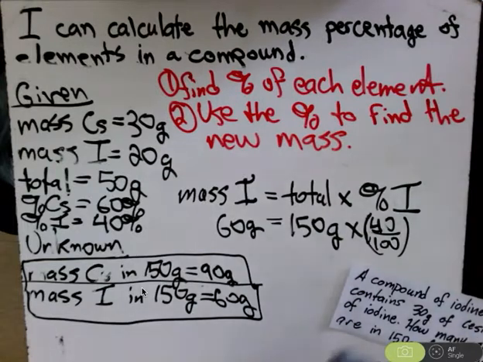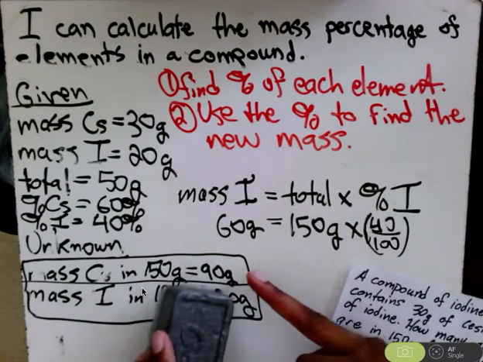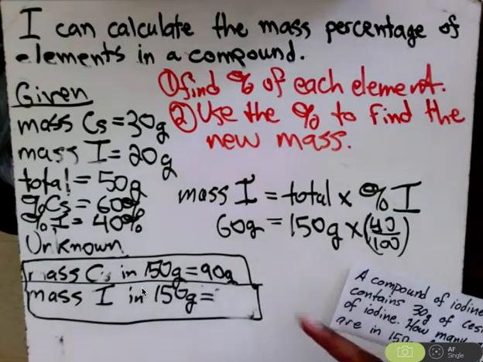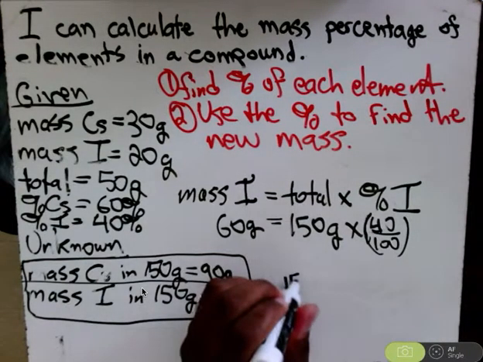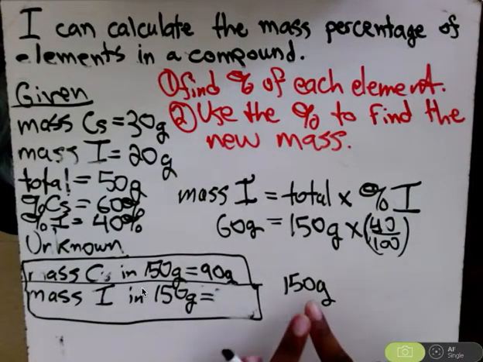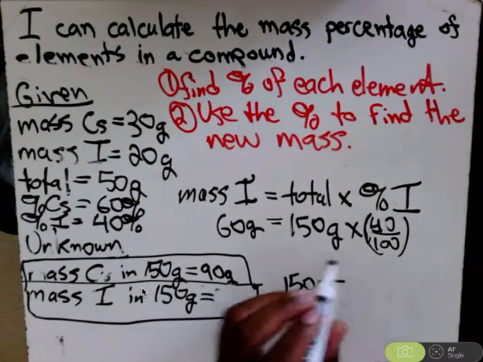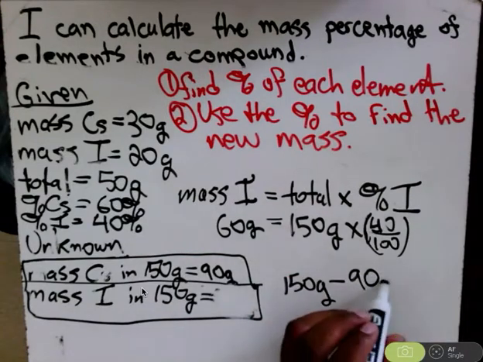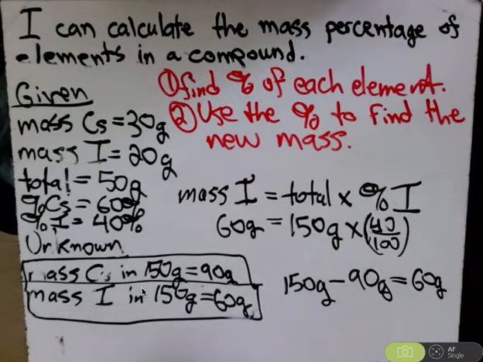Another way that you can get the mass of iodine, say we already found out the mass of cesium, it was 90 grams, right? We know our total is 150 grams. We take 150 grams and subtract the mass of cesium. 150 grams minus 90 grams. What's left over will be 60 grams. And that's another quicker way to find the mass of iodine.